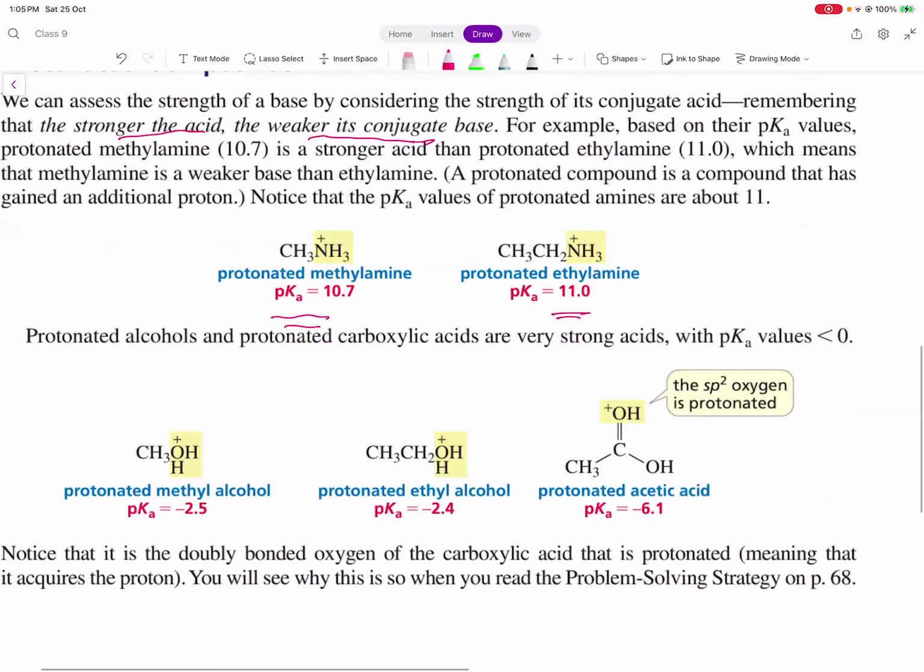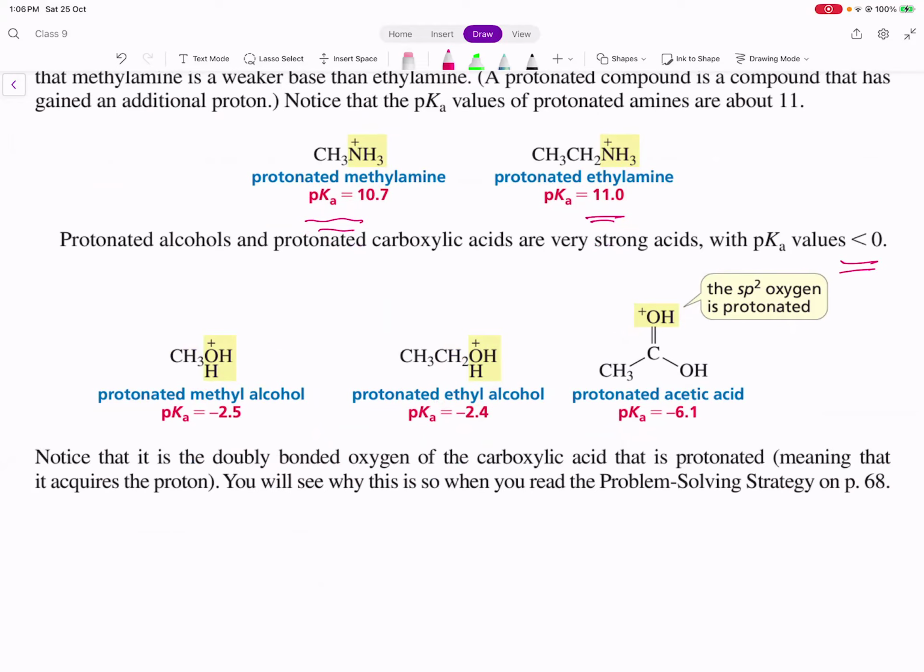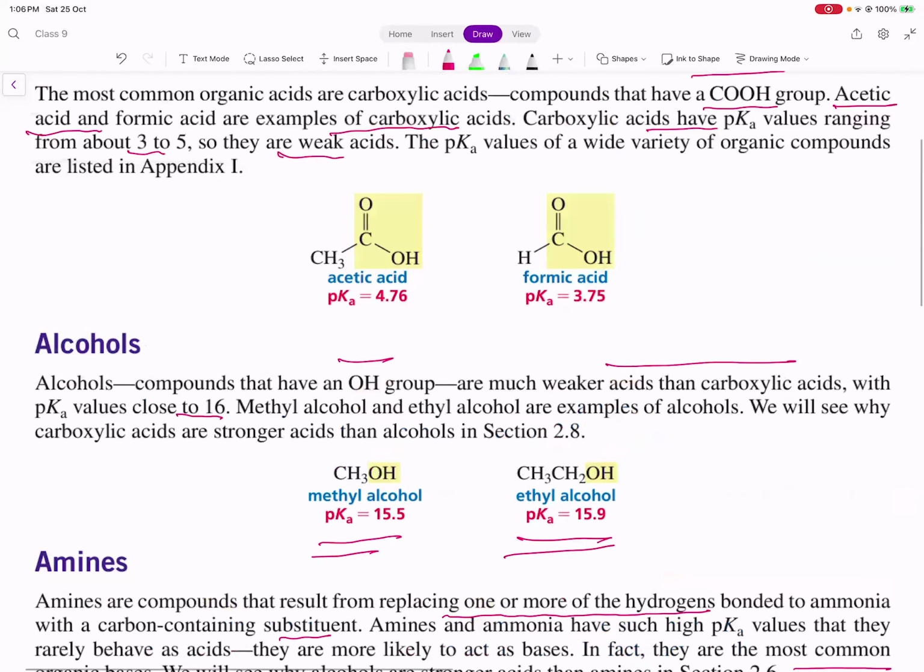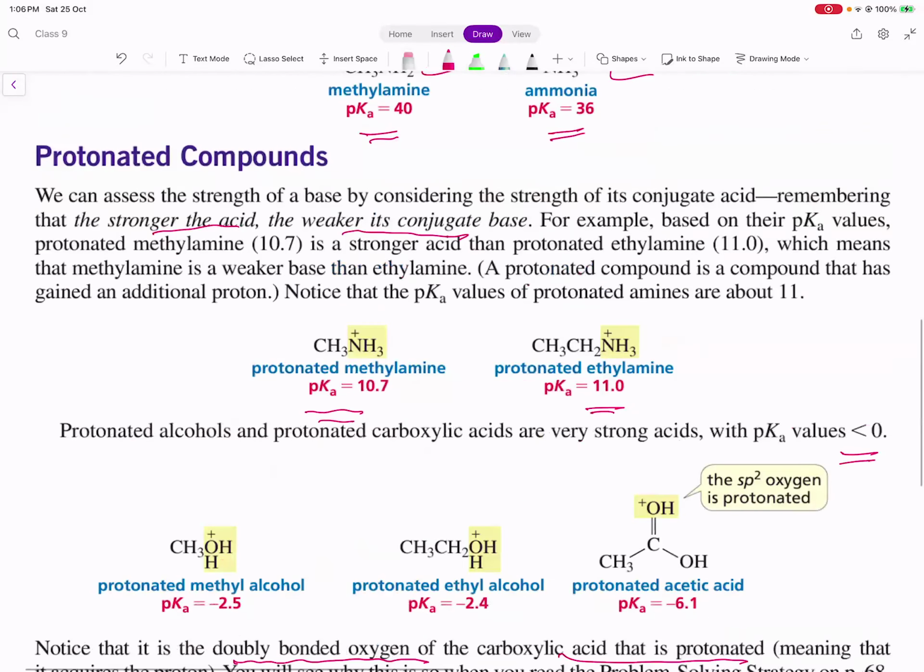Protonated alcohols and protonated carboxylic acids are very strong acids. Their pK value is less than 0. Protonated alcohol is minus 2.5 and protonated acetic acid is minus 6.1. Notice that it is the doubly bonded oxygen of the carboxylic acid that is protonated. You will see why this is so when you read the problem solving strategy. So this is clear? Till now, this is just a list which you have to go through. These are the acid values for this. Clear?